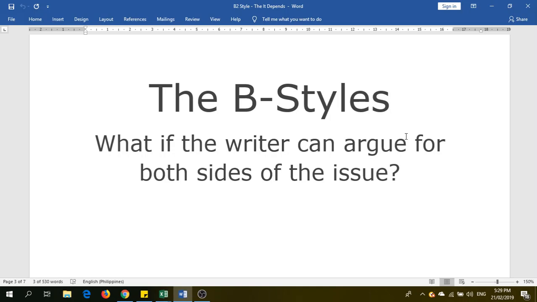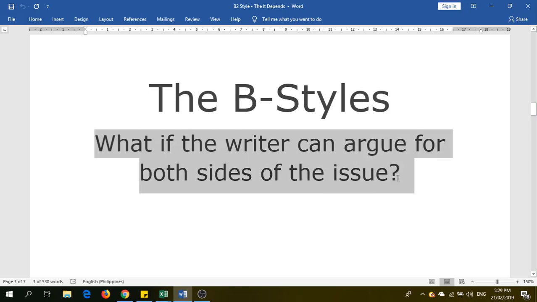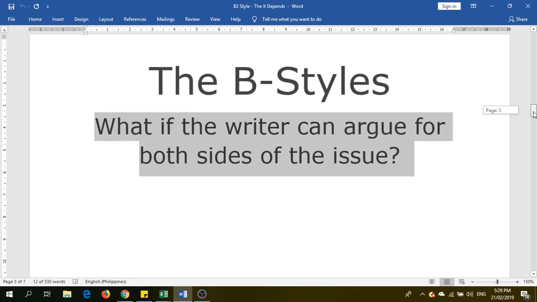This was prompted by investigative questions from students who asked what if the writer can argue for both sides of the issue. That is the question that started the ball rolling, and then, of course, I had to research on it. Instinctively, it does make sense. It's possible for you to argue that both sides of the issue are indeed acceptable to you. But the question now becomes, is this acceptable for the IELTS exam?